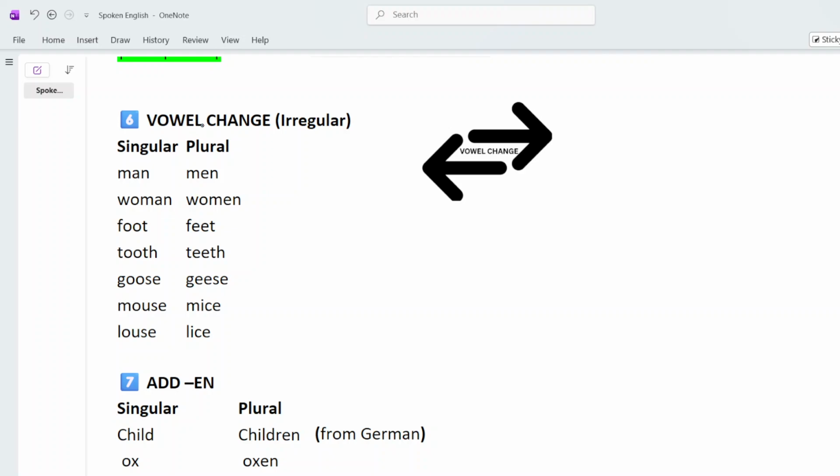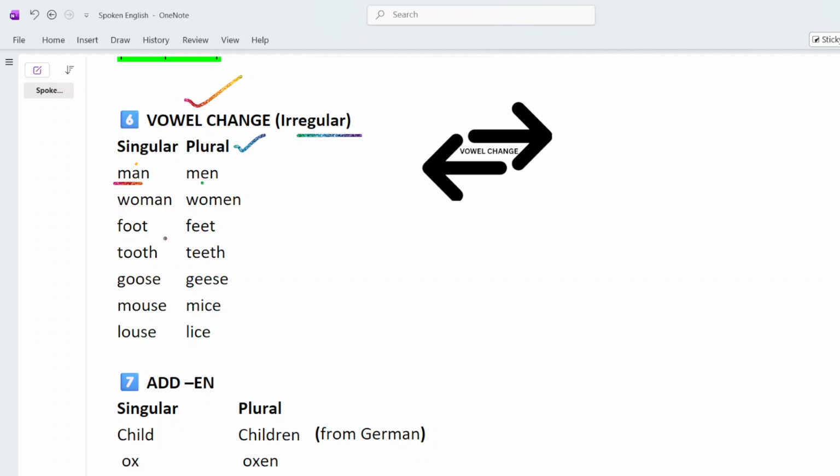Great. The next topic that we are going to talk about is vowel change for irregular words. What do you mean by vowel change? It's nothing big. It's just that the vowels will change when they are in a singular form, and they are very different when they move on to their plural forms. So, when you look at man, A is the vowel, right? It changes to E when it takes on a plural form. So, man, men. Okay. Woman, women.